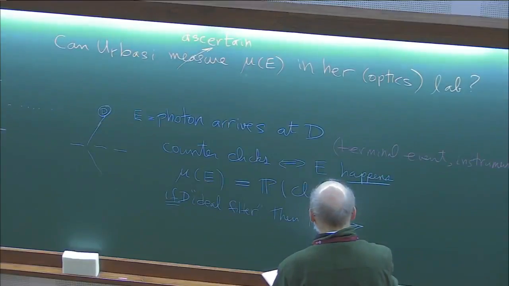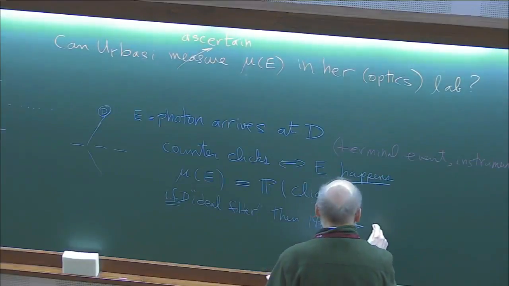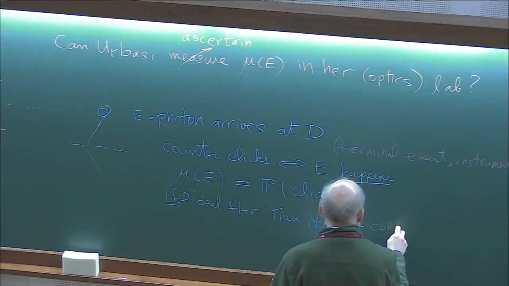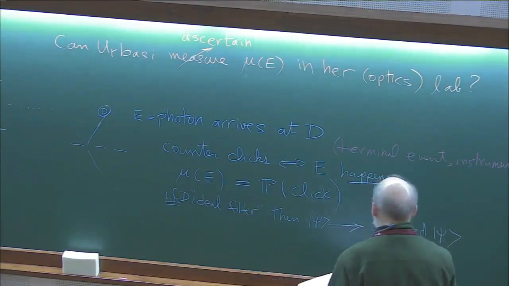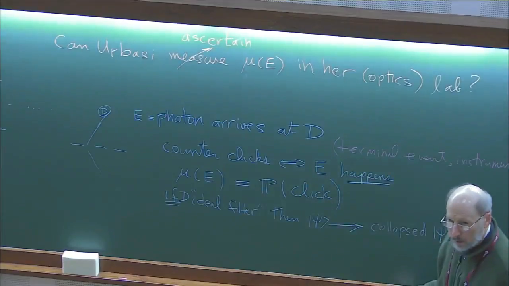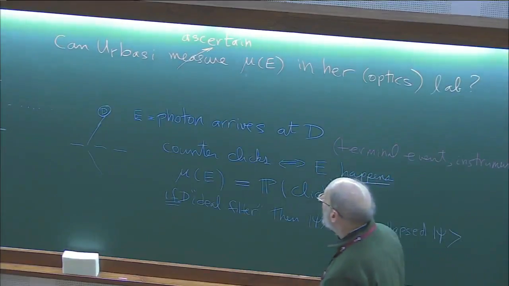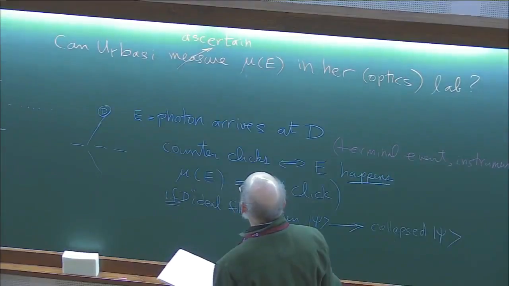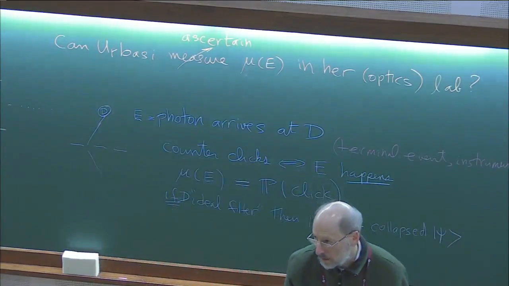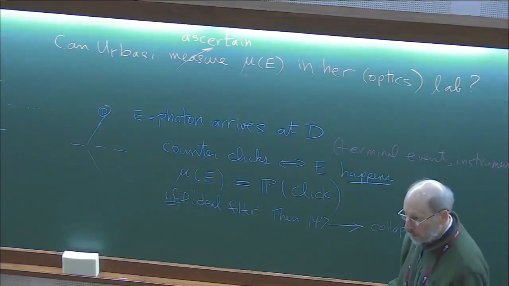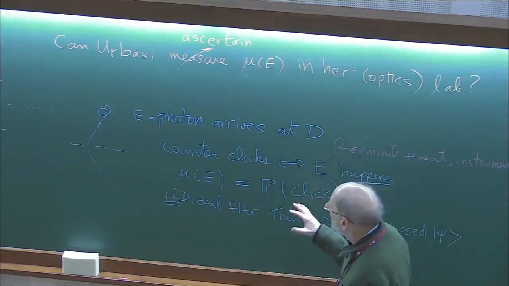We'd replace the wave function with the collapsed wave function. That's the so-called Lüders rule, the usual reduction of the wave vector. Now, an ideal photon counter is very far from an ideal filter. It destroys the photon, or absorbs the photon or something. So it's not a good model for that.